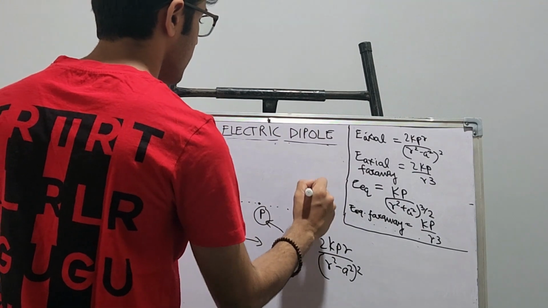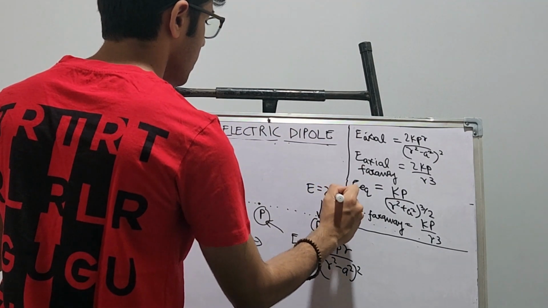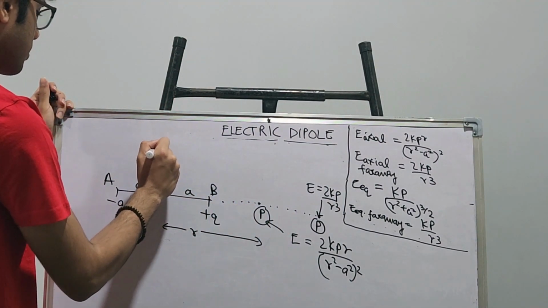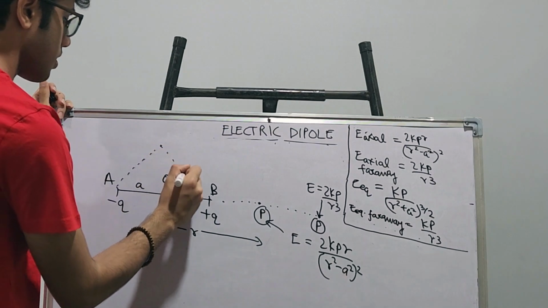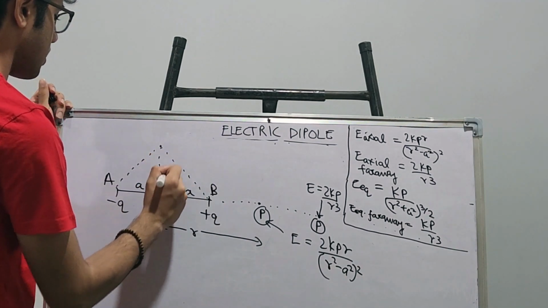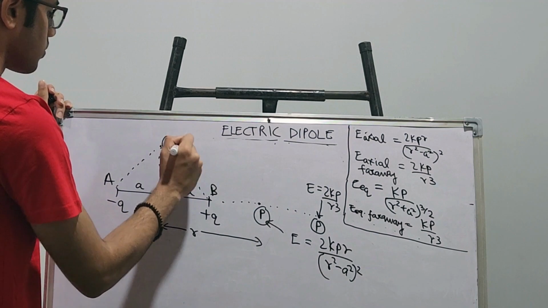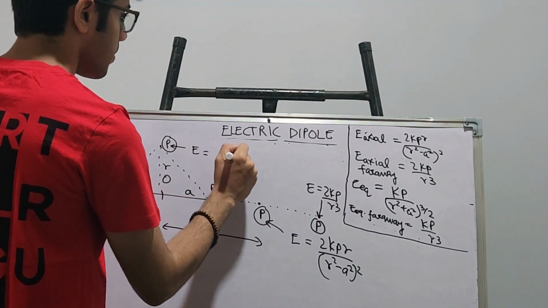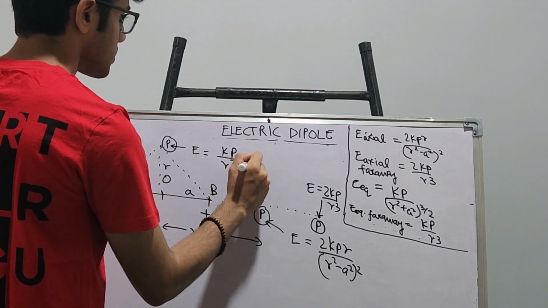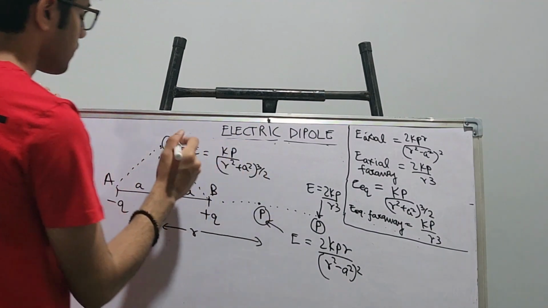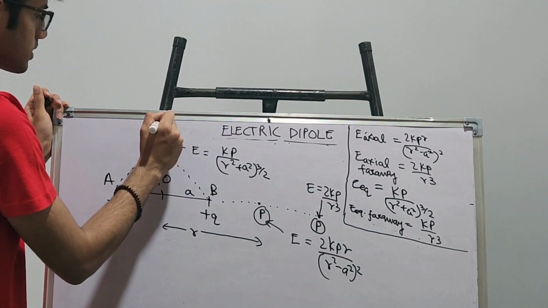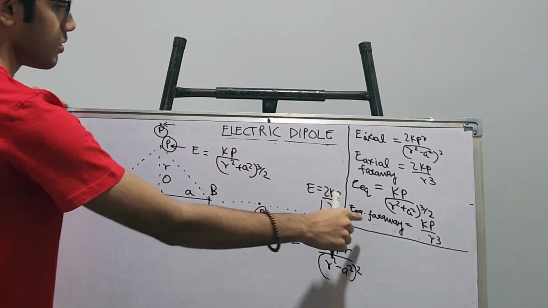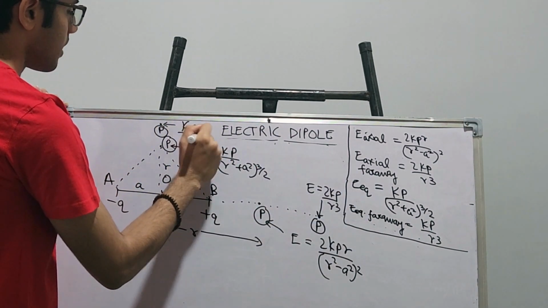At this point we would get electric field is equal to 2 kp upon r cubed. If the point P was, let's say, here, and this was, let's say, r, so for this case we would use the equatorial formula, Kp upon r squared plus a squared whole to the power 3 by 2. If the point P was at a very far away distance, let's say here, then we would use the far away formula, which is Kp upon r cube.